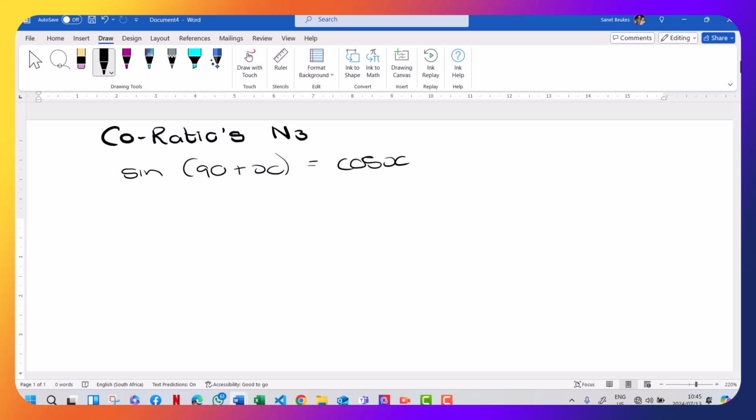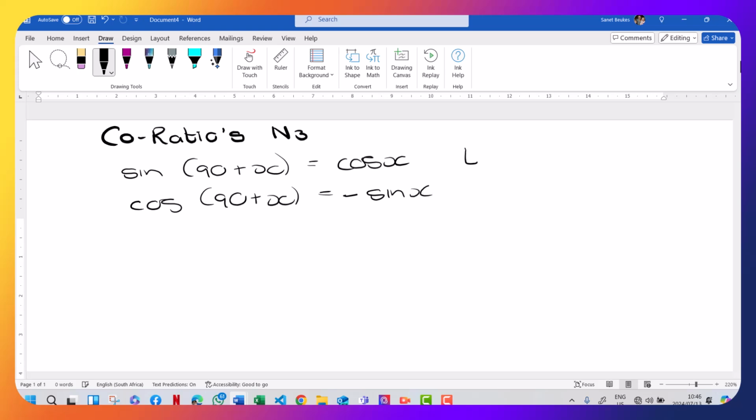But if we have cos 90 plus x, again, start with your angle. 90 plus x, quadrant number 2. It's negative in quadrant number 2. Write down your negative. But because it's a 90, it changes to sine x.